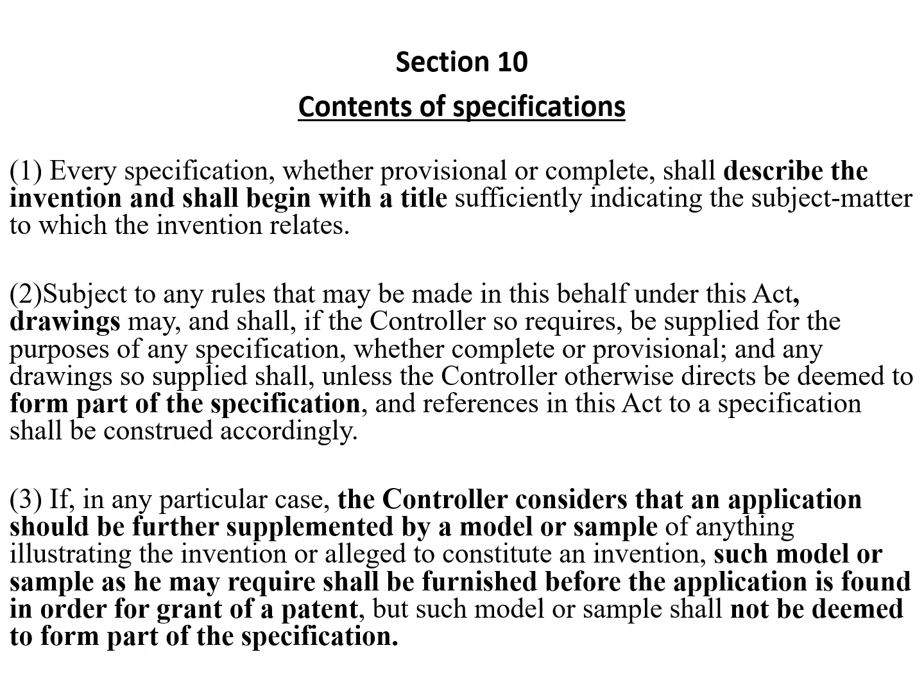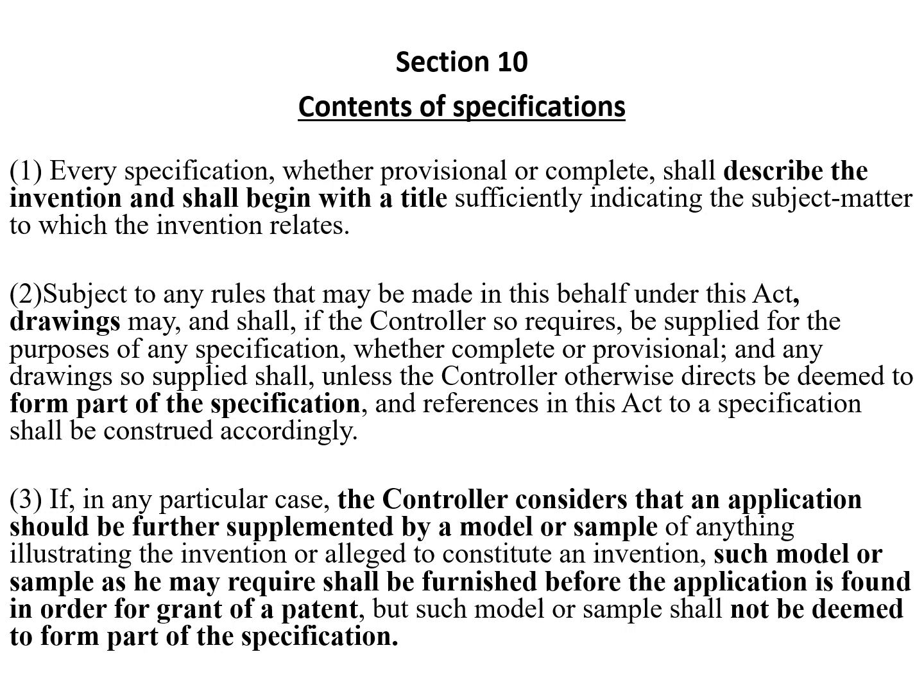Subsection 2 says that drawings are a very important part of the specification, whether complete or provisional, and the drawings have to be supplied along with the specification. They form a part of the specification, and the references in this Act with respect to a specification are construed accordingly. So basically subsection 2 deals with the drawings. Drawings form a part of the specification.